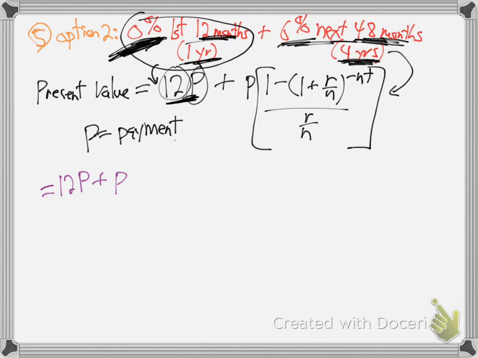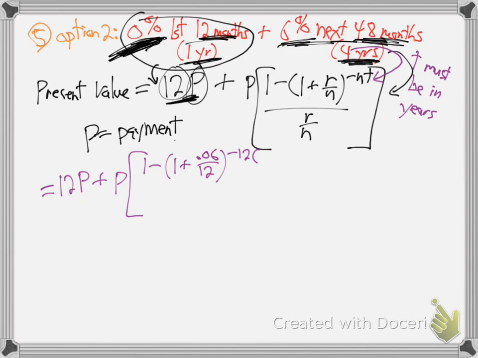12P plus P times, now start plugging stuff in. The interest rate's 0.06, the N is 12, because we're doing monthly, minus 12 times. Now remember, T is in years, 4 years. T must be in years, T equals 4. All over 0.06 over 12, like that. So this is going to be 12P.